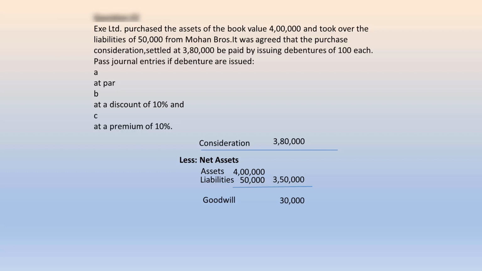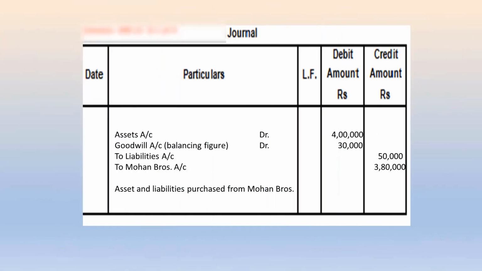The agreed consideration is rupees 3,80,000. The value of the net assets booked rupees 3,50,000. That is, assets 4 lakhs minus liabilities assumed rupees 50,000. The excess, that is, the balancing figure, is accounted as goodwill in the acquisition stage. The journal entry to record the acquisition is asset account debit, goodwill account debit, liability account credit, vendor account credit.